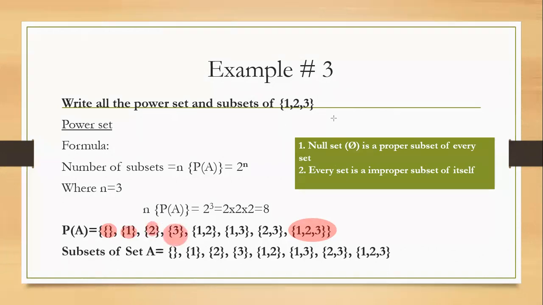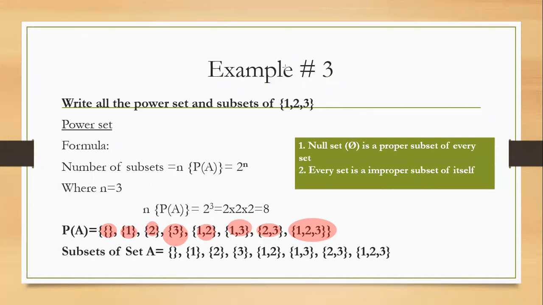For example, here ABC is written. So we can write A, comma B, comma C. And we have to put it in the curly bracket. Keep remembering this, because these are the subsets. 1, 2, 3. Now 3 sets are left. Here you can form like this: 1, 2, 1, 3 and 2, 3.